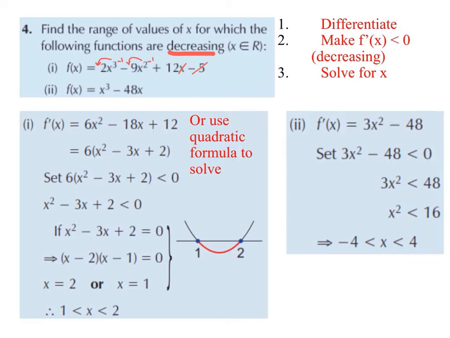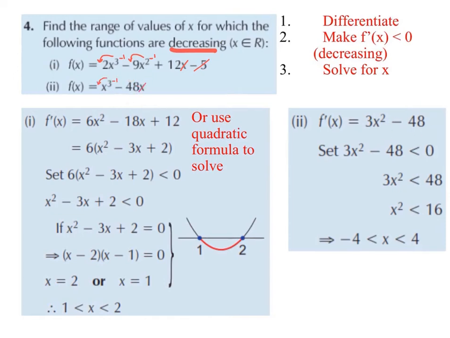Okay, our next function was x cubed minus 48x. Again, we want to differentiate. Let the derivative be less than 0 because we're decreasing, and then solve for x. So x cubed, we want to differentiate that. We bring down the 3 in front and reduce the power by 1 to get 3x squared. And minus 48x, we just cancel out the x to get minus 48.